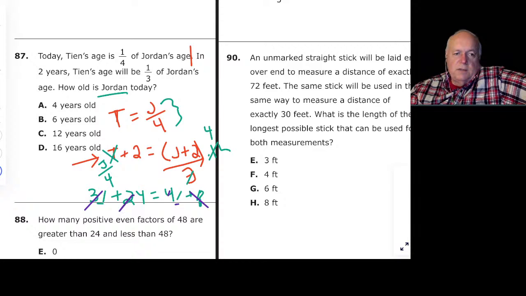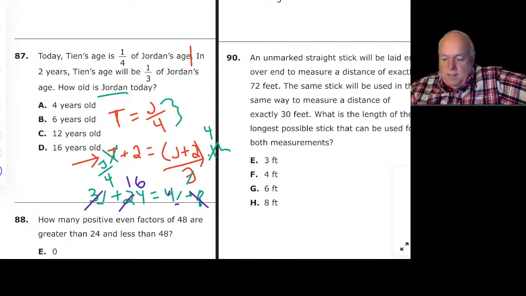j = 16. And because we started out with this here, then it is the age today. So the answer would be 16.